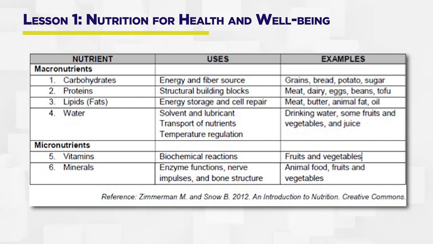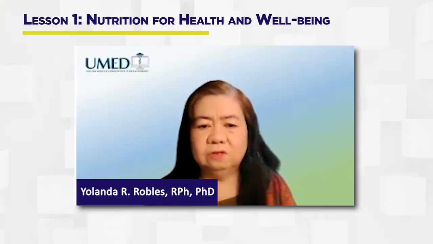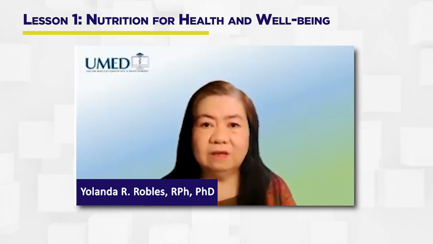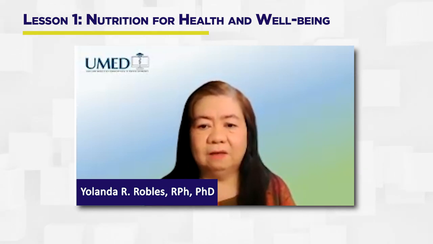When we say macronutrients, they are needed in large amounts, while micronutrients follows that they are needed in small amounts. This particular table shows the nutrients, their functions, and the examples. Now, most nutrients can be found in different food groups. All the nutrients can be supplied to the body by a combination of food.